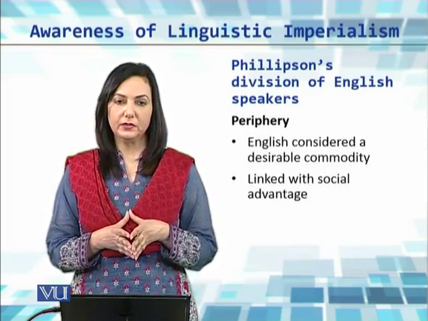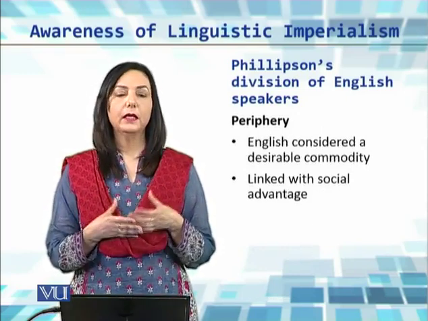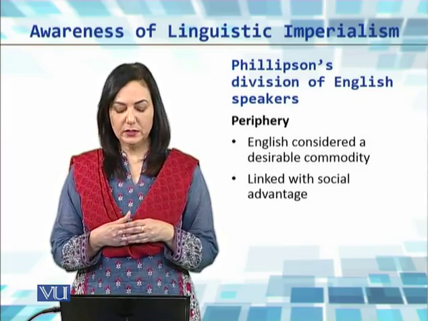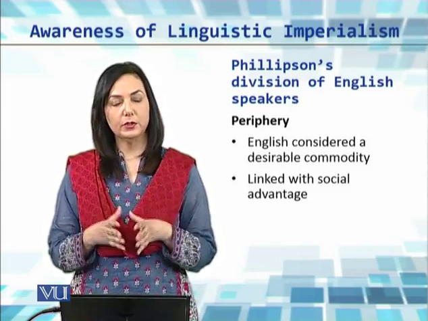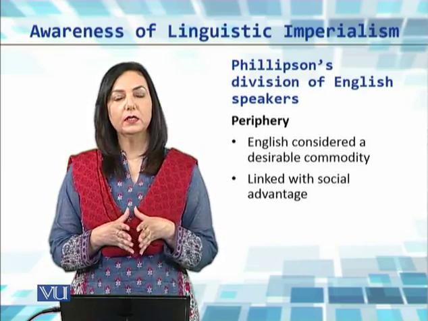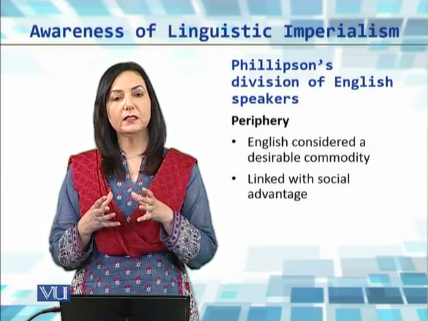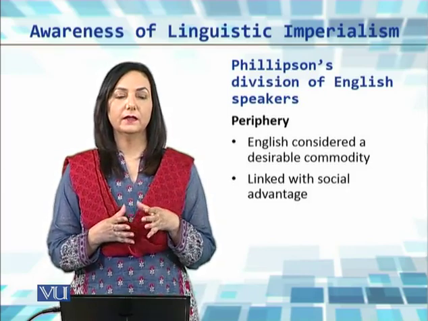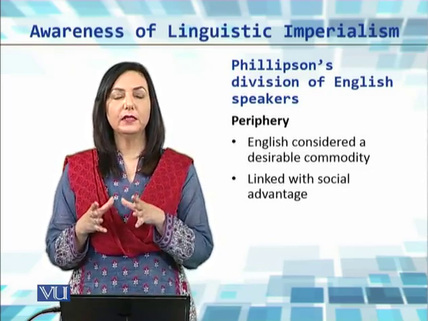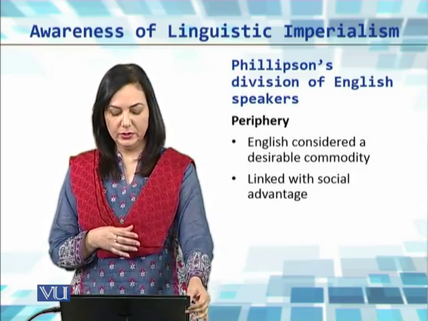In the periphery countries, or the countries where English is used as a second language, or English serves the purpose of an official language and is used in many important domains, it is looked at more as a commodity than a language, a commodity that is linked with social advantage. So people look at language as a thing, as a product that can get them a lot of political, social, and economic power and can put them in a position of advantage compared to the people who do not know English.